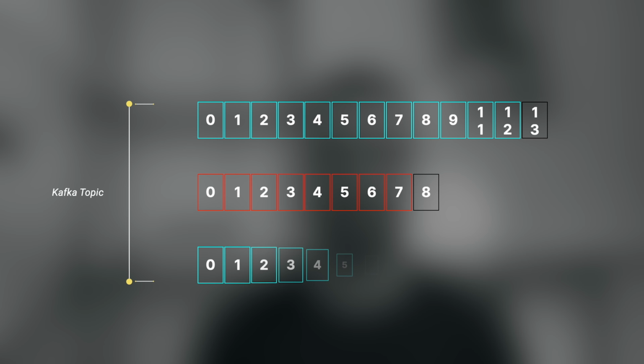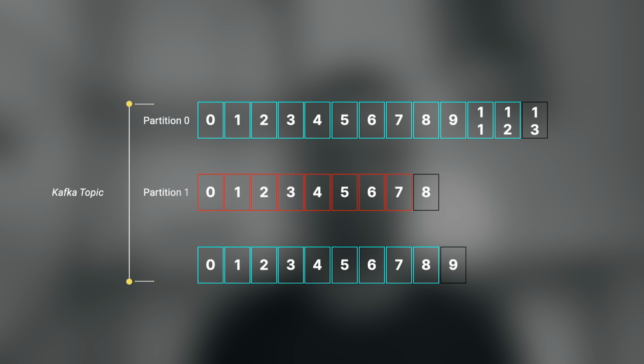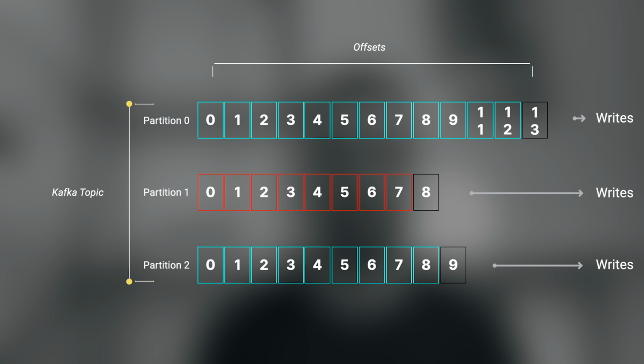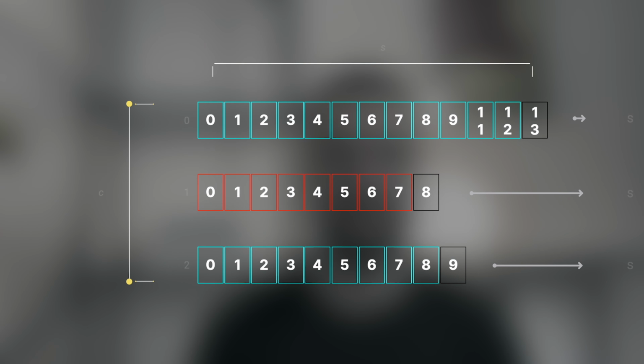Internally, each topic is split into multiple partitions. Each partition is an ordered log, where messages are stored sequentially and identified by a unique offset. Partitions are identified by indexes. Kafka guarantees that messages in the same partition stay in order, but there is no ordering between partitions. Partitions allow parallelism. More partitions means more consumers can process data simultaneously.